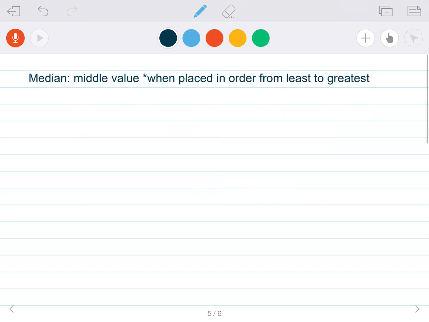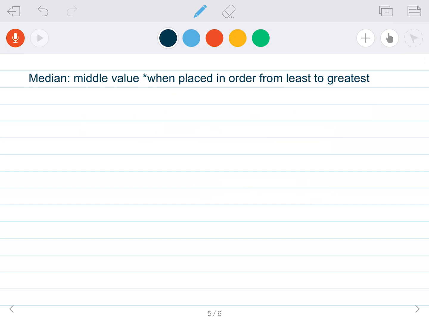Let's go to median, which is not affected by outliers. The median is simply the middle value, right? But the key thing you need to remember is that it's when the numbers are placed in order from least to greatest. You don't just want a random set of numbers and pick the one sitting in the middle, because that is meaningless. This is where we can figure out that 50% of the values are less than that and 50% are higher than that.